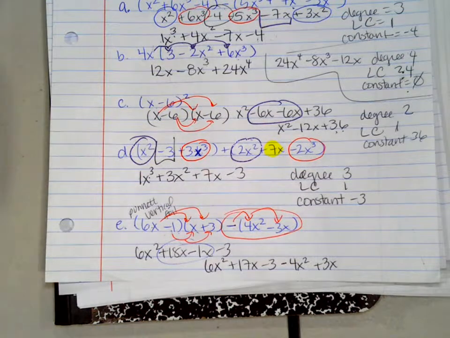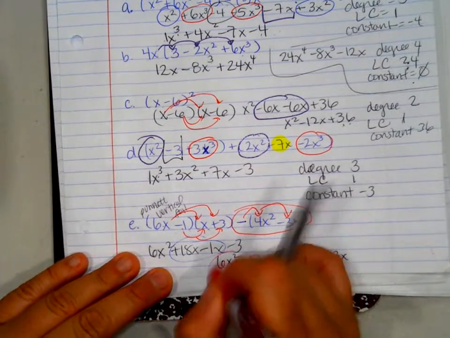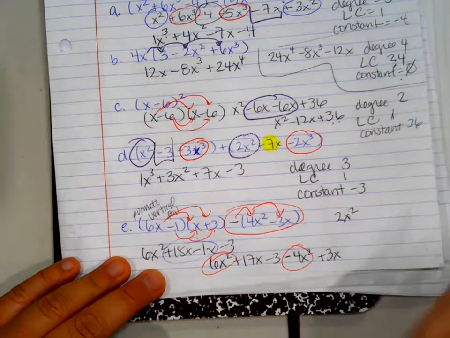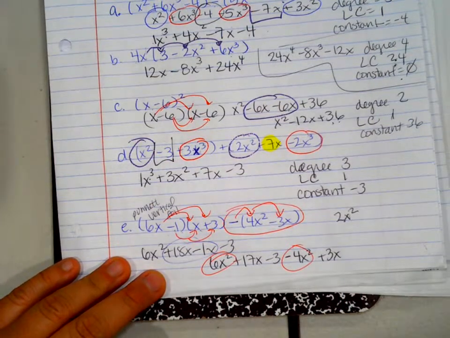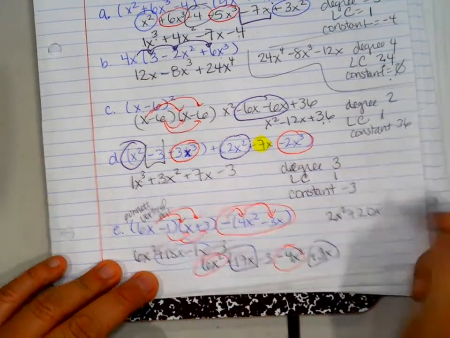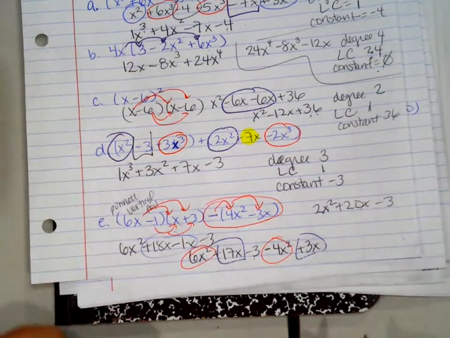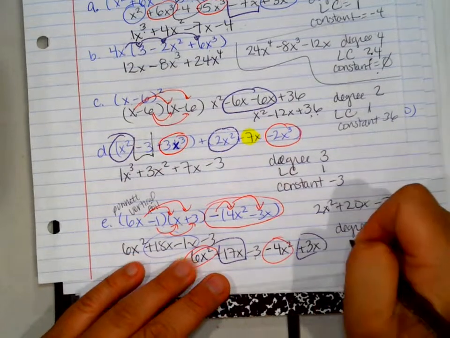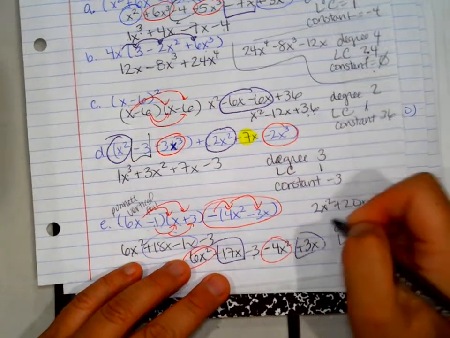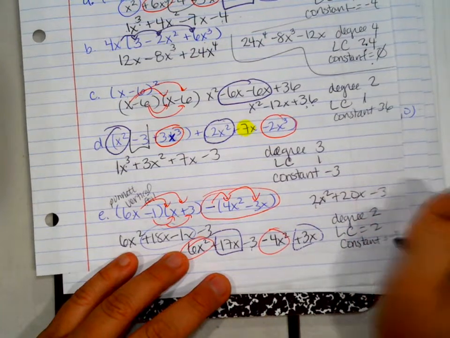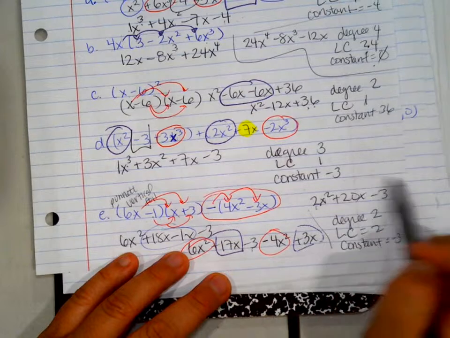And now I can take this and combine like terms again. So I've got positive 6x squared, negative 4x squared. That gets me 2x squared. My x's, I've got 17 and 3, plus 20x. And then I've got my constant right there at the end. My degree is 2. My leading coefficient is 2. My constant is negative 3. And that is in standard form.